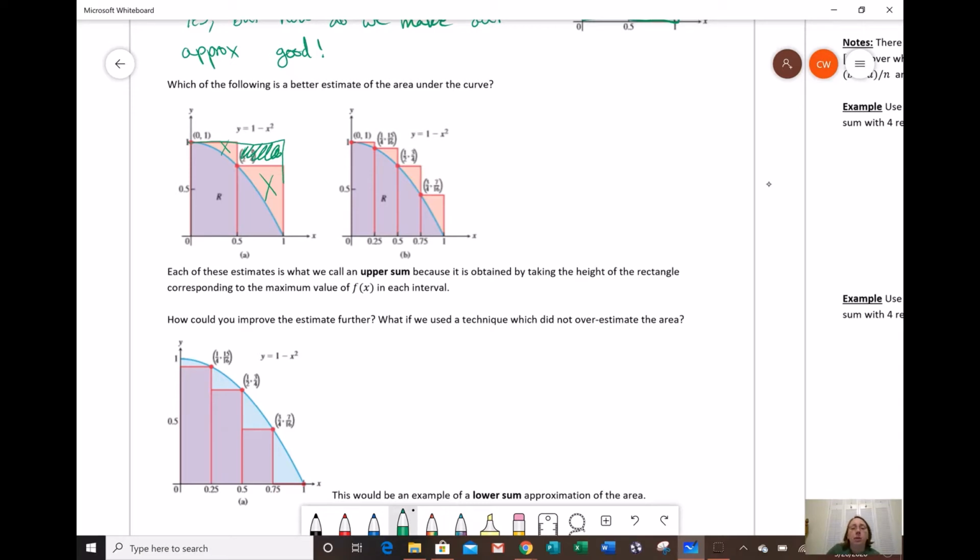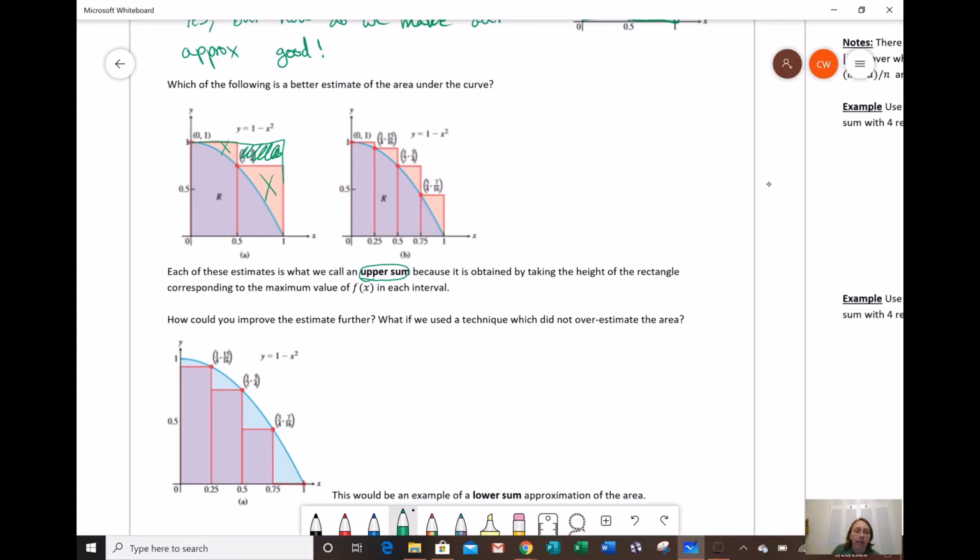So this is what we call an upper sum, because it is obtained by taking the heights of the rectangle corresponding to the maximum value of f in each interval. So each rectangle is too big. That's another way of saying why this is considered the upper sum. It's an overestimator for the area.